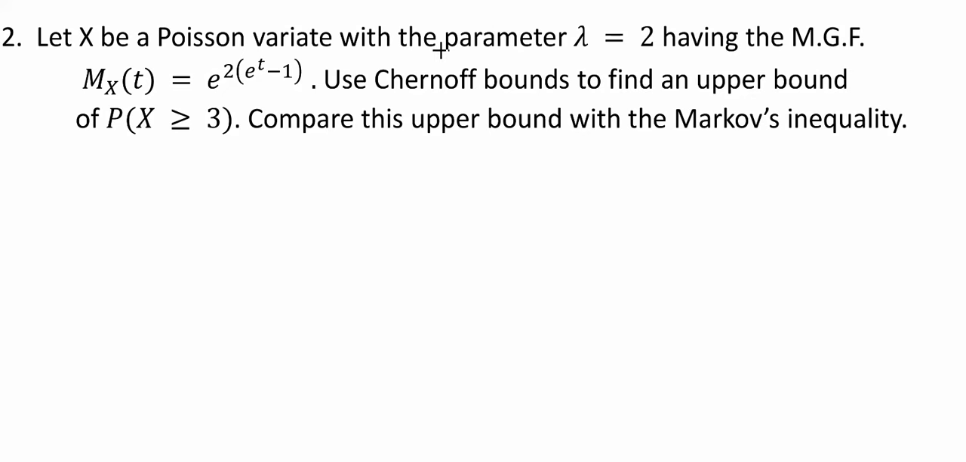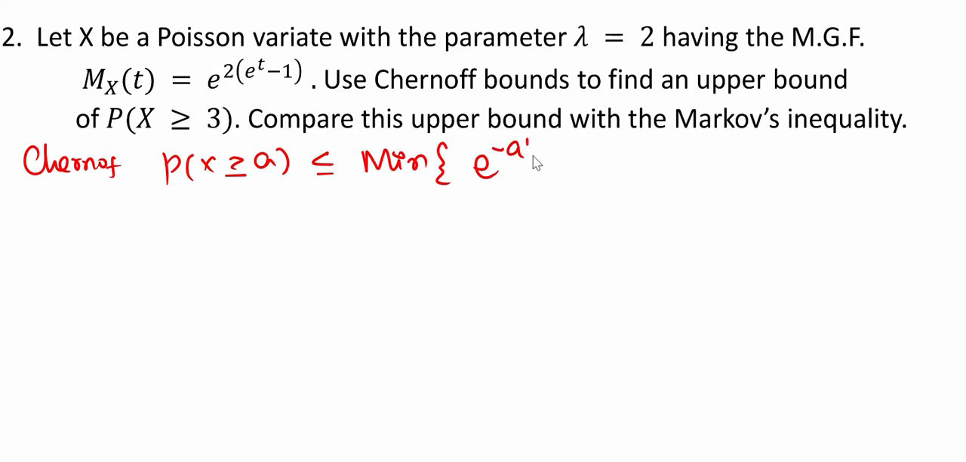Let x be a Poisson variate with parameter lambda equal to 2, having MGF M_x of t is e power 2 into e power t minus 1. Use Chernoff bound to find an upper bound as well as compare the value obtained through Markov inequality. So we will first move on with Chernoff bound. Chernoff bound is given by probability of x greater than or equal to a is less than or equal to minimum of e power minus at into M_x of t.